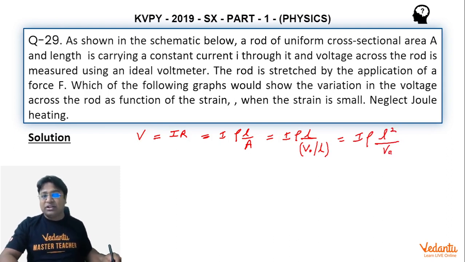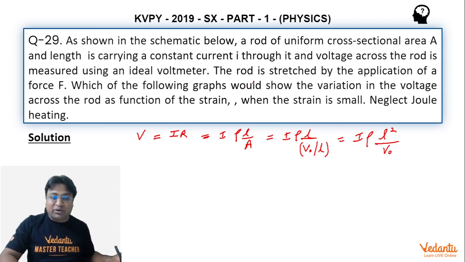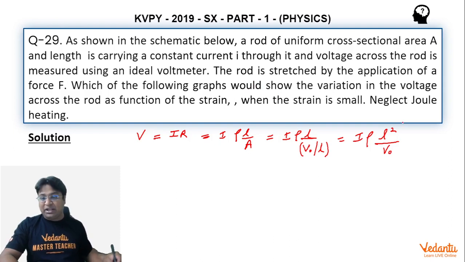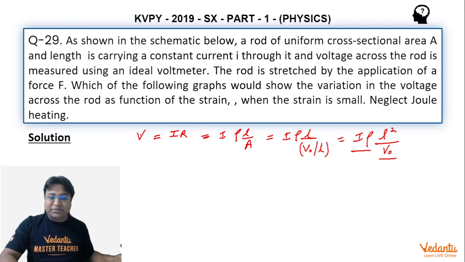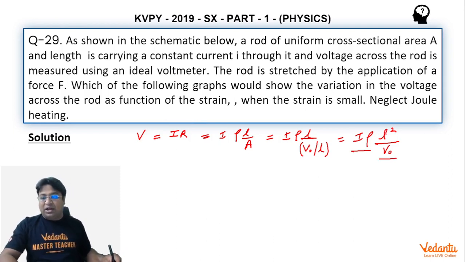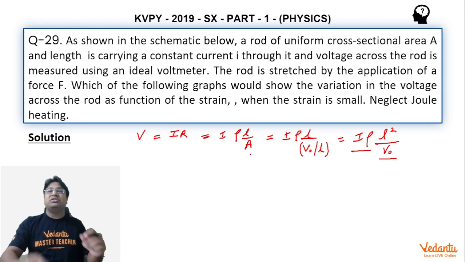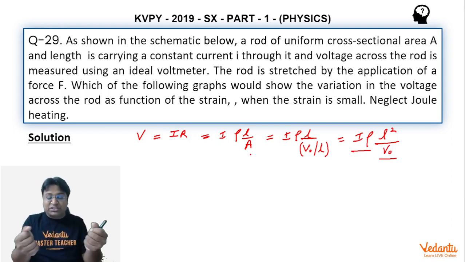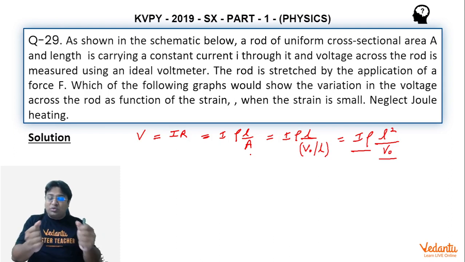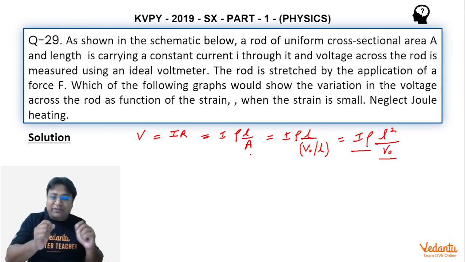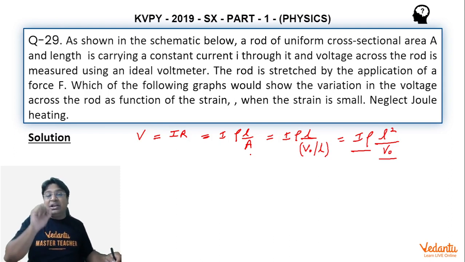Now some students may have this doubt that the question does not say that the volume of the rod remains constant, so why am I treating it that way? My plan is to treat I, rho and V naught as constant, and I have expressed V as a function of L square. But if some students ask why I am not treating A as constant: usually when we elongate a rod by exerting forces at both ends, we do not consider the change in cross-sectional area. Well, even if we do it that way, the nature of the graph will not change.